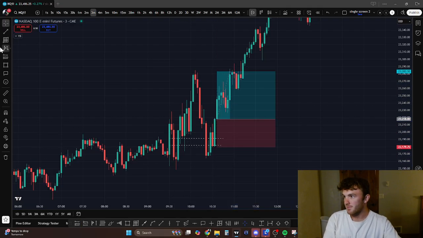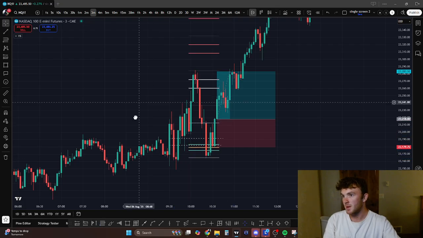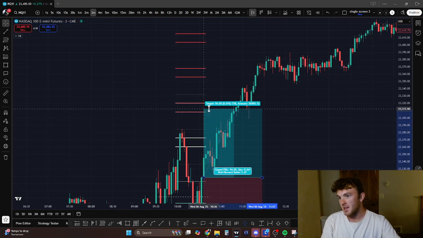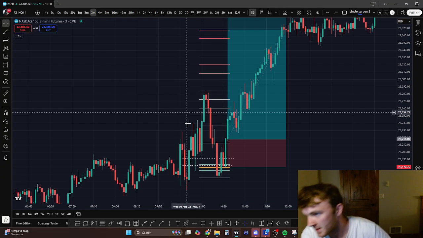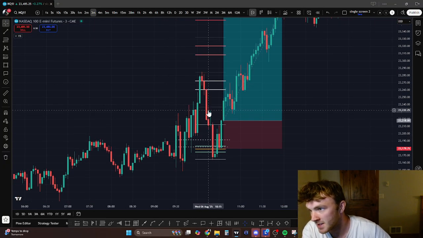And then if you measure out this manipulation move, you could target these standard deviations, 2, 3, 4. I think that was a pretty amazing trade. And this is going to be like as if it's not there, this fair value gap.